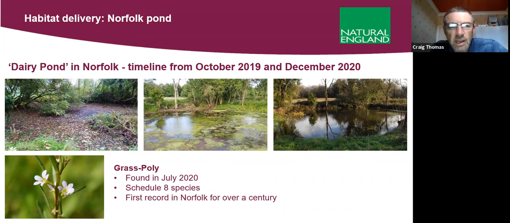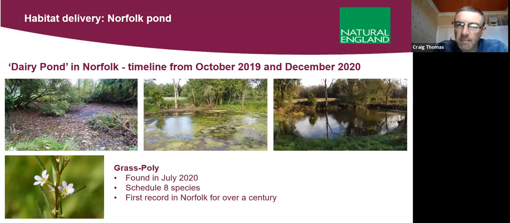And over the course of 12 to 18 months, it was restored. Scrub was cleared, it was desilted, and it became a very nice pond. Now, clearly any DLL project is designed to create suitable GCN ponds. But as we're seeing, a great many other taxa are benefiting as a result. Farmland birds in particular are definitely benefiting from creating more ponds.